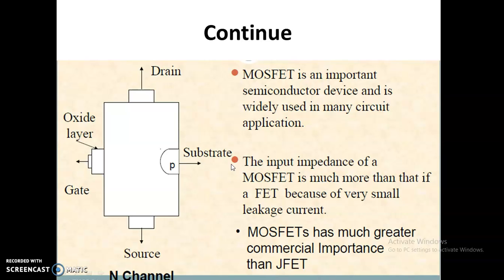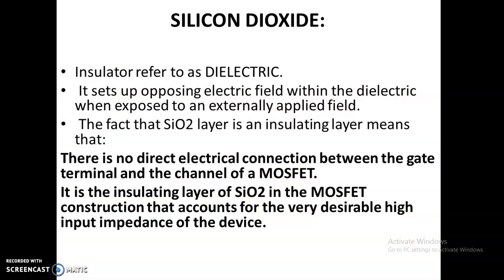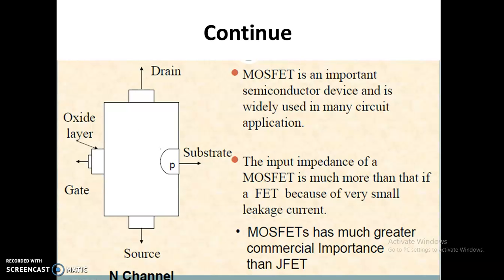MOSFET has greater commercial importance than JFET. In the full form of MOSFET, the oxide is silicon dioxide, an insulator, referred to as a dielectric. It sets up an opposing electric field within the dielectric when exposed to an externally applied field. The fact that the SiO2 layer is an insulator means there is no direct electrical connection between the gate and the channel. In the figure you can see there is no direct connection between gate and channel.